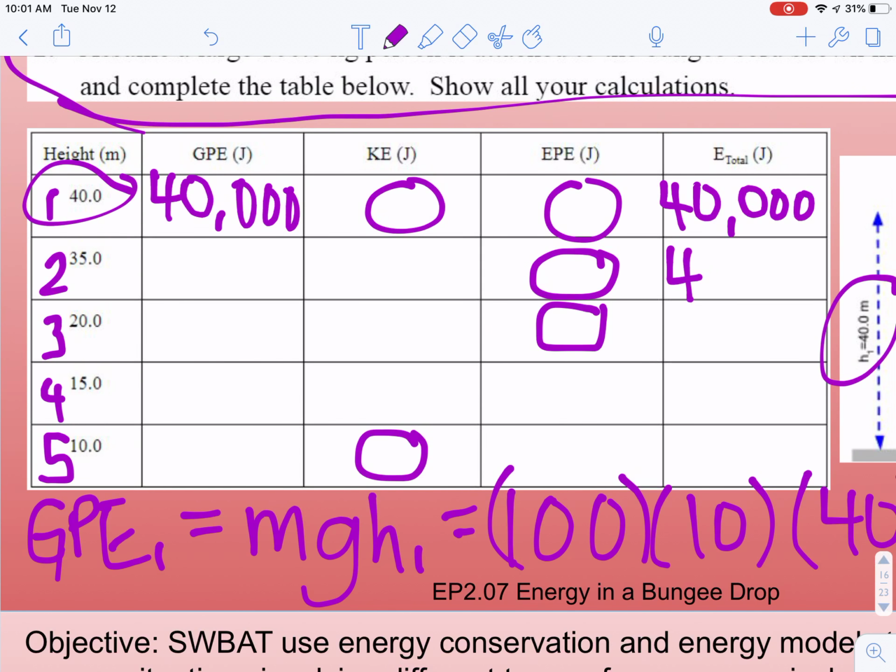I'm going to fill that in all the way down, which is awesome. Well, that's not how you write 40,000, is it? Boom. Much easier to write on my iPad. I'm so happy today.